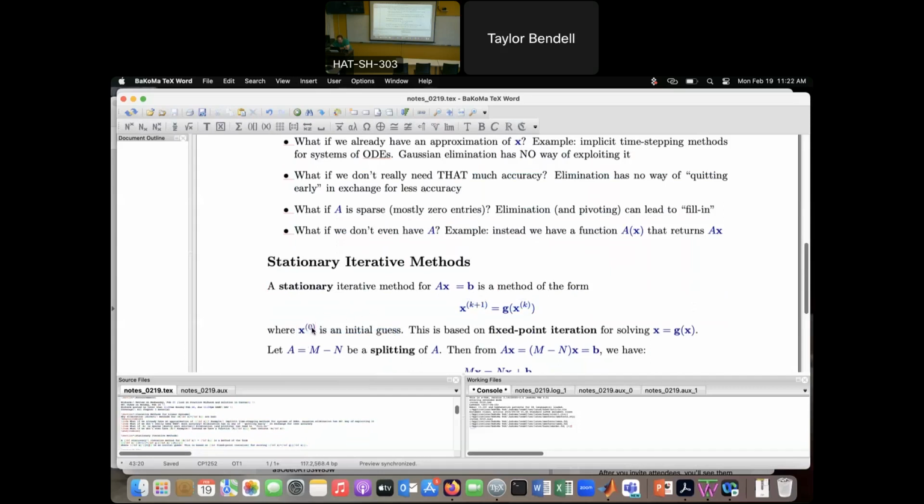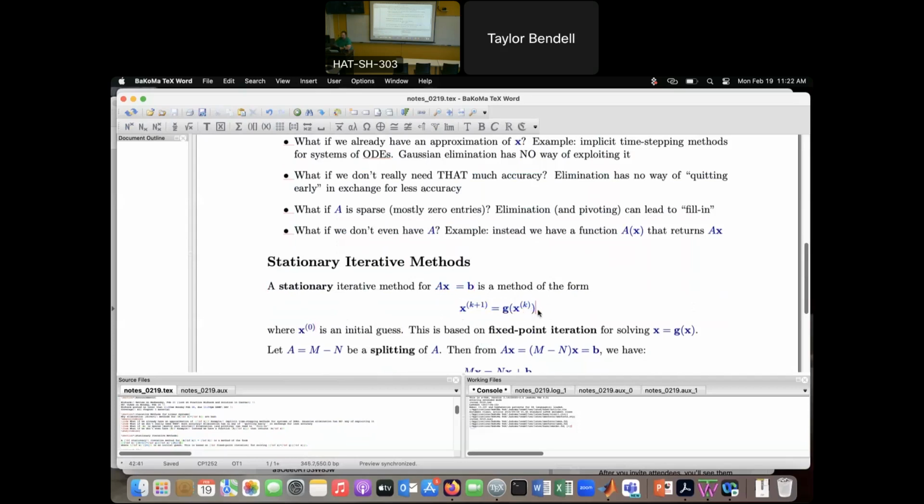Again, superscripts in parentheses. So what I do is I take my initial guess, I substitute it into some function g, and then I get x1. Then I substitute x1 and I get x2, and substitute x2 and I get x3. Keep carrying on this successive substitution in the hope that these x's will converge to the exact solution of Ax equals b.